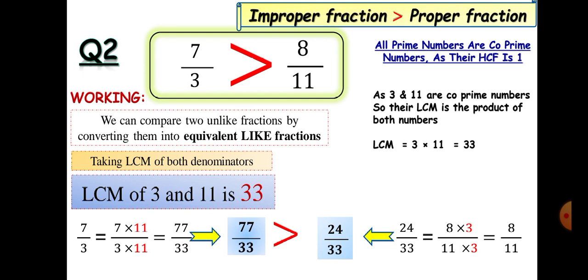Then the denominators are same, you have to focus on the numerator. The one that has the greater numerator, the value would be greater. That means 77/33 is greater than 24/33. That means 7/3 is greater than 8/11. That means improper fraction is greater than proper fraction, okay.